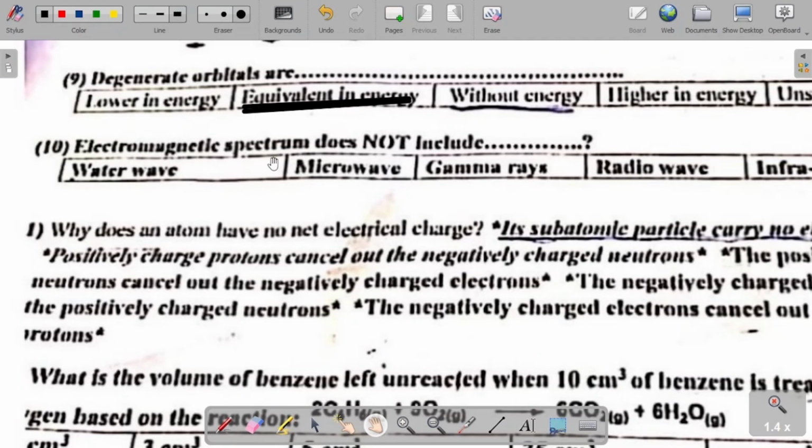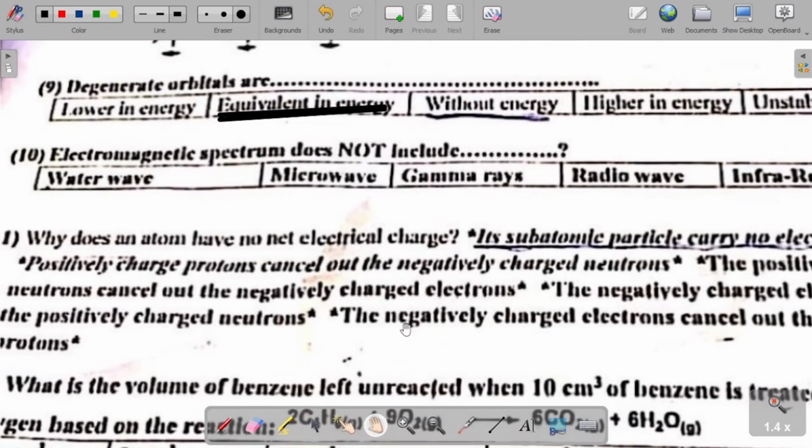Number 10 says the electromagnetic spectrum does not include. All right, which of them does it not include? Now, before I tell you the answer there, let me tell you what the spectrum includes. Note the electromagnetic spectrum includes number 1, gamma rays; number 2, X-rays; number 3, UV rays; number 4, visible light; number 5, infrared; number 6, microwaves; and number 7, radio waves. So if you look at that, the correct option here, the one that is not included, would be what there? Water waves. So water waves becomes the answer. It's not there. All right, so the answer is water waves.